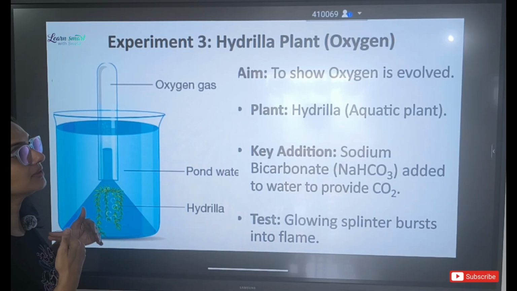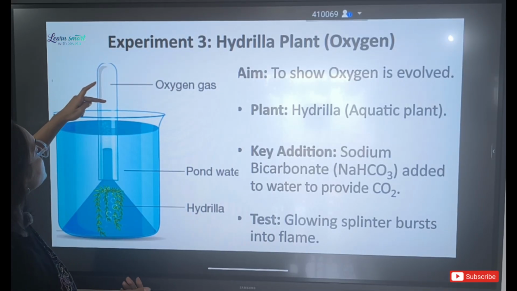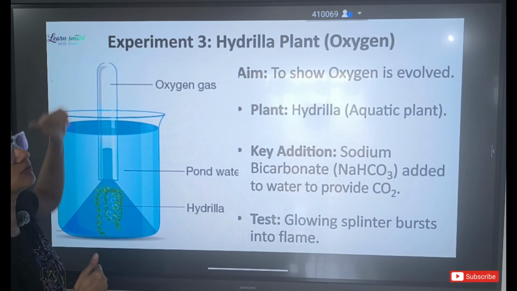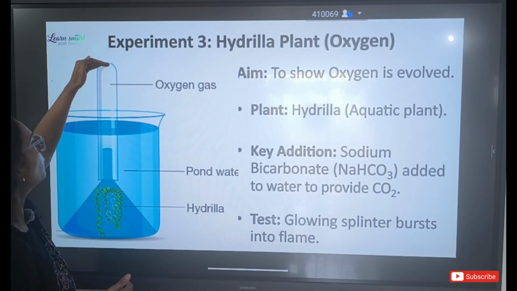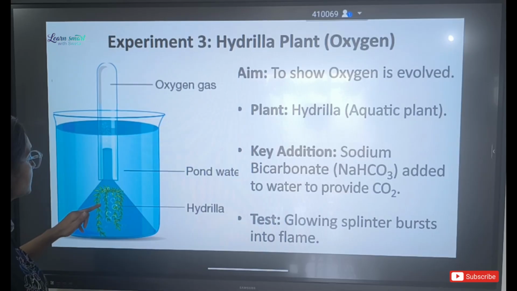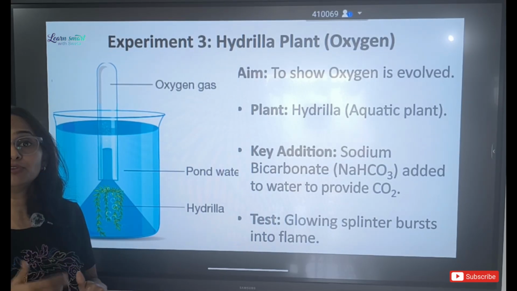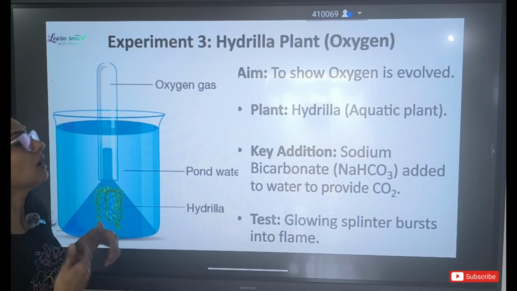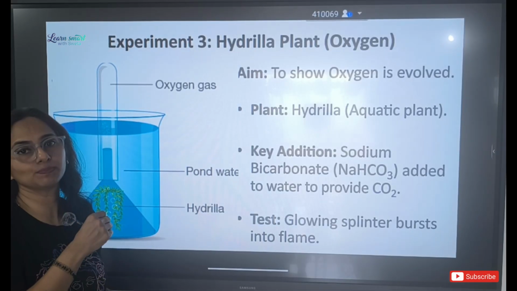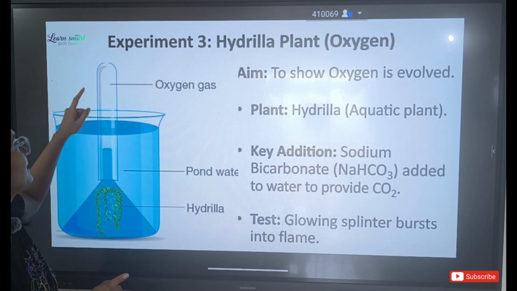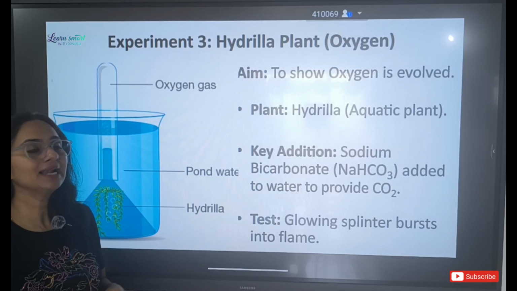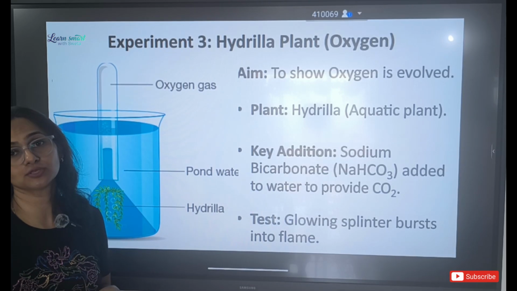So we will see that after a few hours, an empty space will develop here. And why that empty space? It was initially filled with water, and after a few hours we will see that the water level goes down and an empty space develops. What is that empty space? That is because oxygen gas is produced by this Hydrilla plant. This Hydrilla plant performs photosynthesis and produces oxygen. How do we know this is oxygen? We can test that the gas present here is oxygen by a glowing splinter, which will rekindle, which shows that the gas present here is oxygen, right? So this experiment proves that oxygen is produced during the process of photosynthesis.